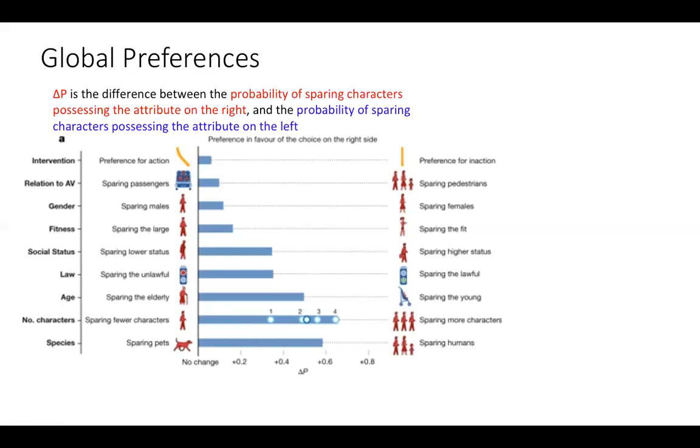So delta P is the difference between the probability of sparing the characters on the right minus the probability of sparing the characters with the attribute on the left. So say the probability of sparing a character in preference for inaction, minus the probability of sparing the character with an attribute of action. That is what you compute here. So this is the overall probability for inaction and the overall probability of action, and whatever you report here is the delta P. So it's this right side minus the left side.